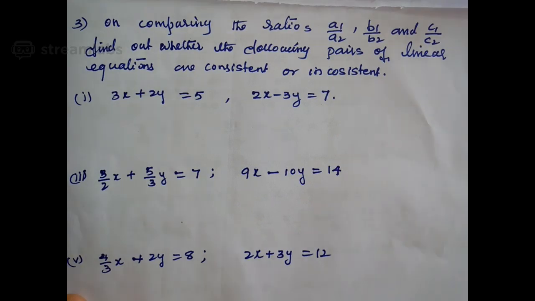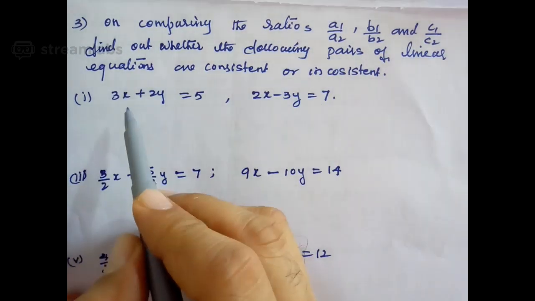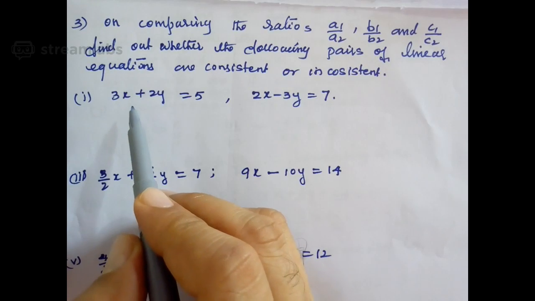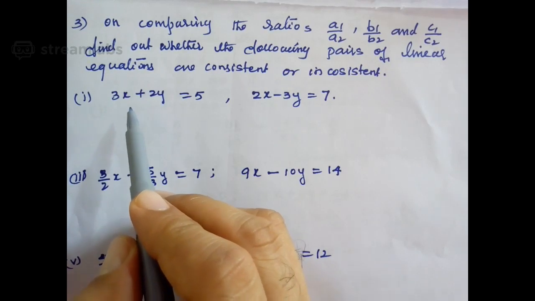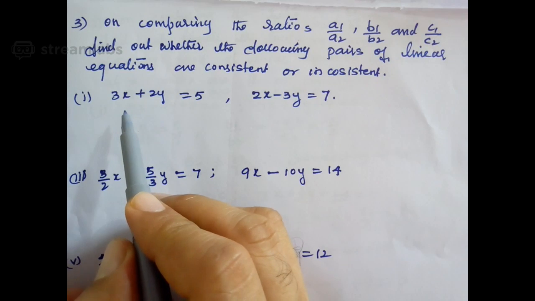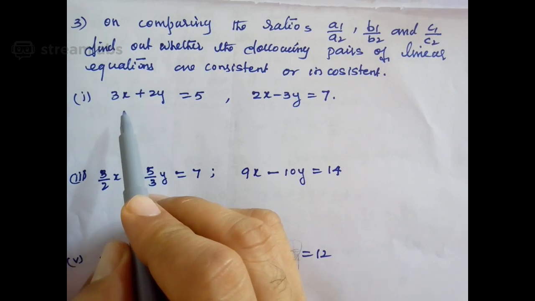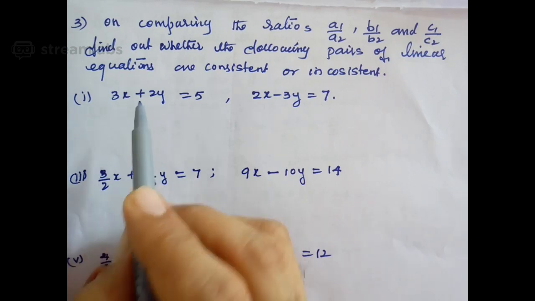Equations that have solutions are consistent. Then a1 by a2 is equal to b1 by b2 is not equal to c1 by c2, they are parallel lines and no solution. So therefore those two lines are inconsistent. Now to check whether it is consistent or inconsistent, you have to check whether the lines are intersecting or coincident. Intersecting lines and coincident lines are always consistent.